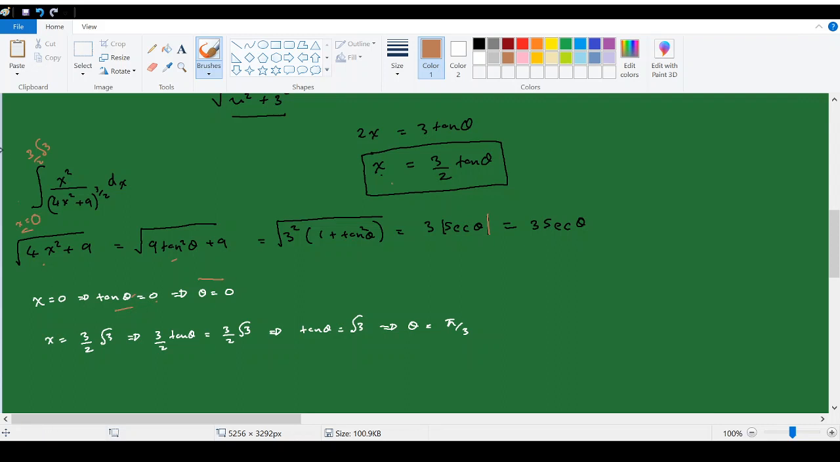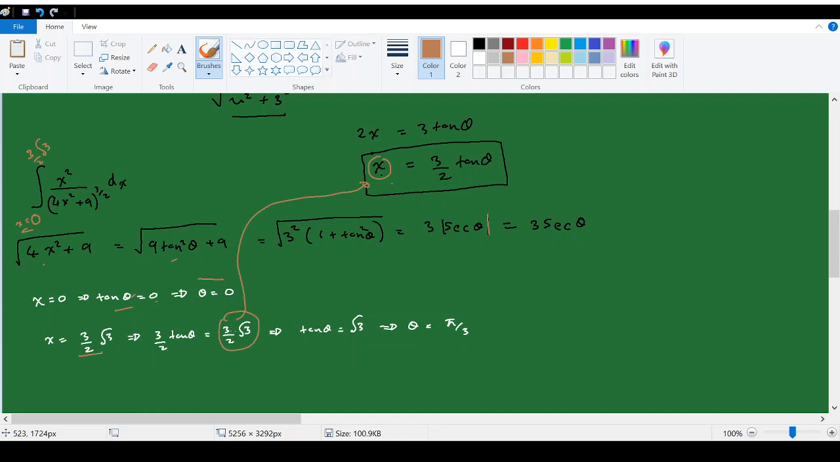And then for the upper limit, when x is equal to the upper limit, this value will be equal to that upper limit. 3 by 2 root 3 will be equal to this one. So that 3, now this is the left hand side of the equation.